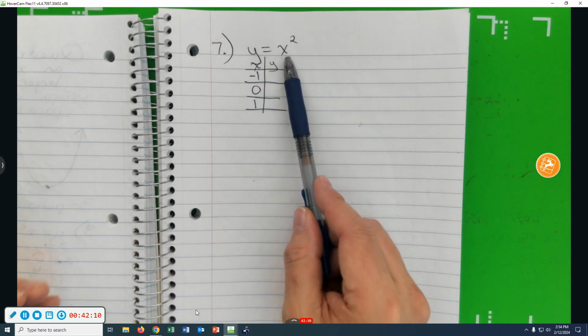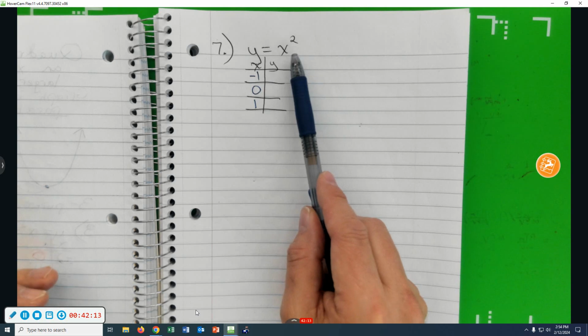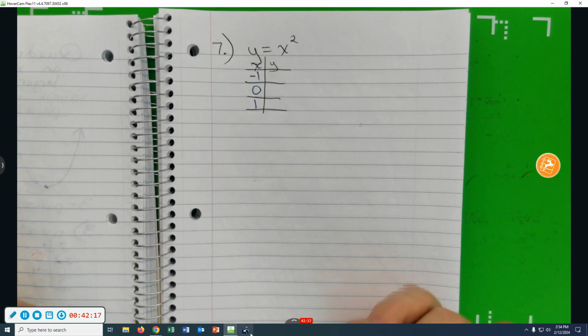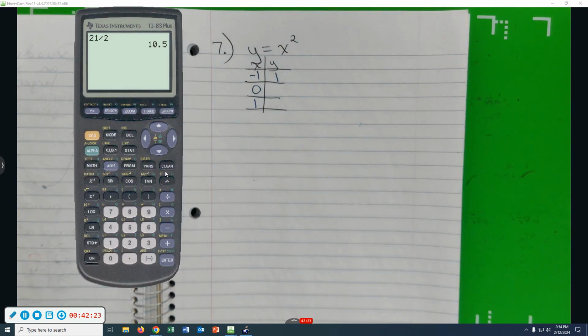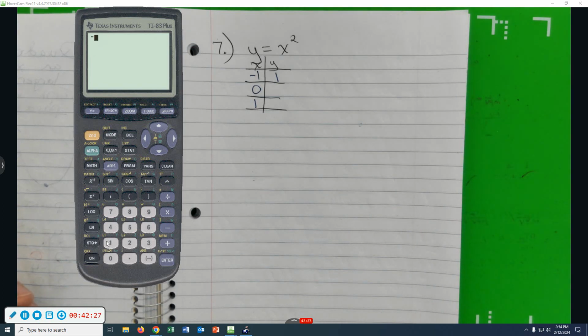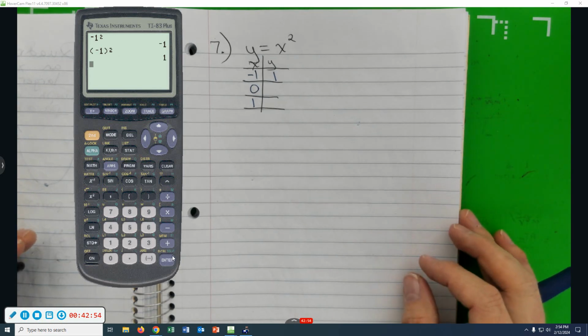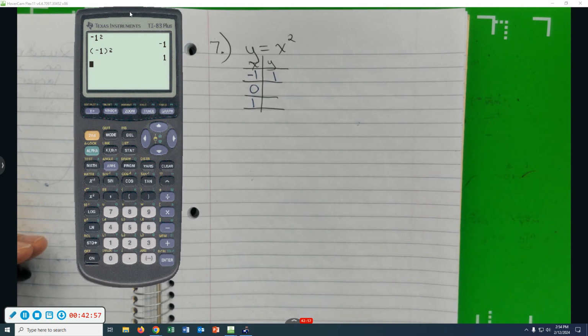Plugging in -1 for x. -1 squared. -1 times -1 is? +1. And right now might be a good time to remind you of something we said about these calculators. If you do this, it's going to give us what looks like the wrong answer. We know a negative squared has to be positive. But in order to get the calculator to give you the correct answer, when you're squaring a negative, you've got to put it in parentheses. Then it'll give the correct answer. And that's how most calculators are working nowadays.